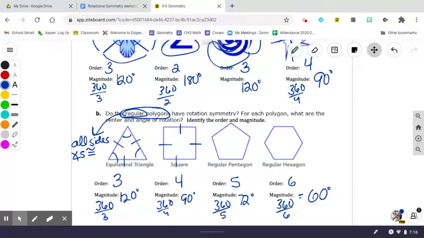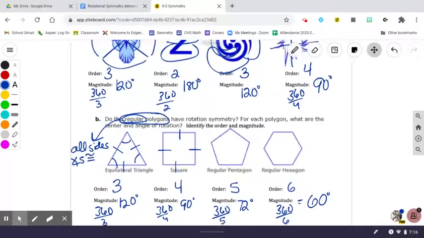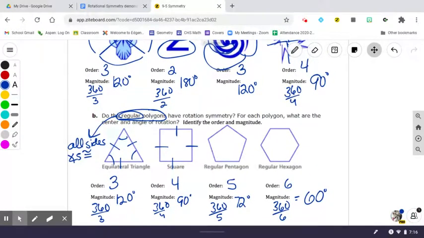And so that's it. That's rotational symmetry. And we have line symmetry. So this is a pretty quick, easy section.